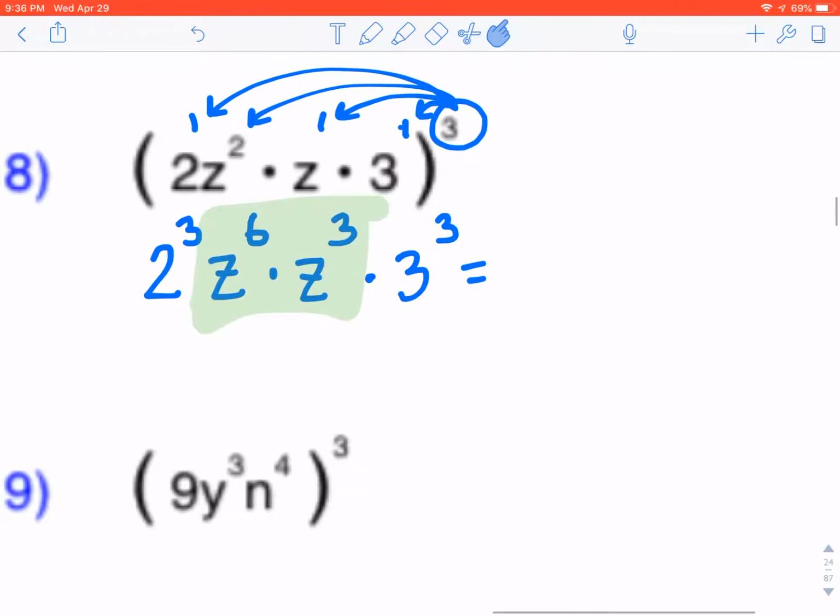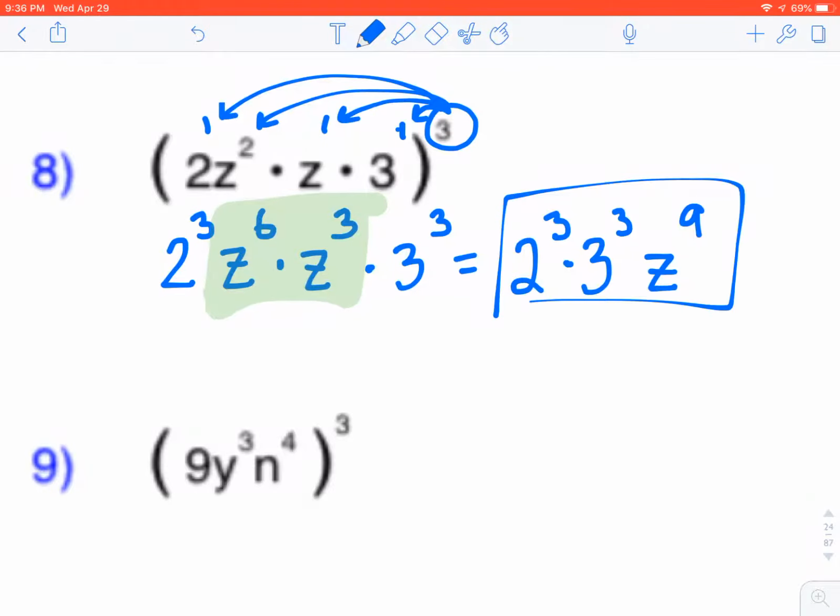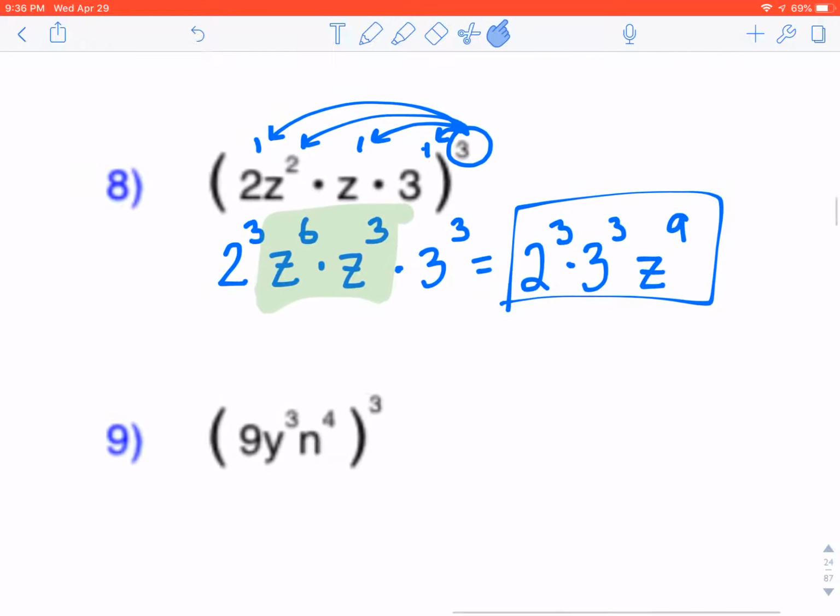You're going to rewrite your number coefficient in front. So 2 to the 3rd times 3 to the 3rd. Okay, rewrite your base of z. Add your exponents. 6 plus 3 is 9. Okay, so 2 to the 3rd, 3 to the 3rd, z to the 9th. Again, you know you're done because all your bases are different.